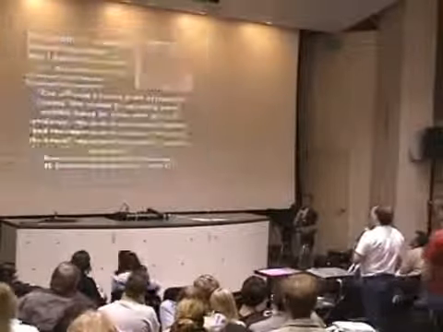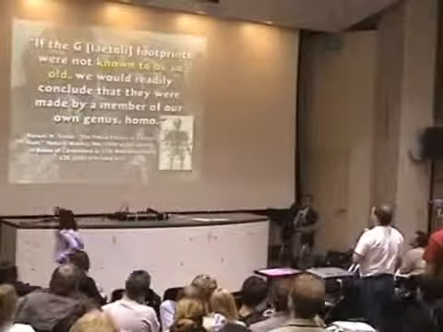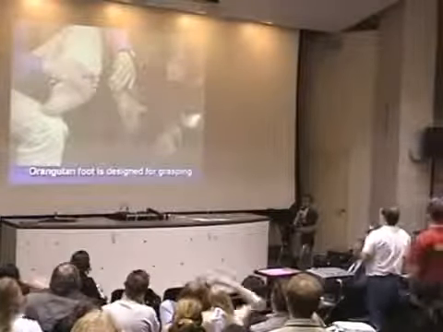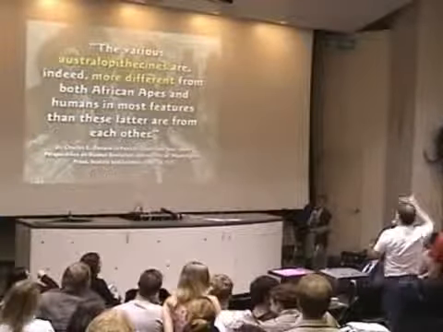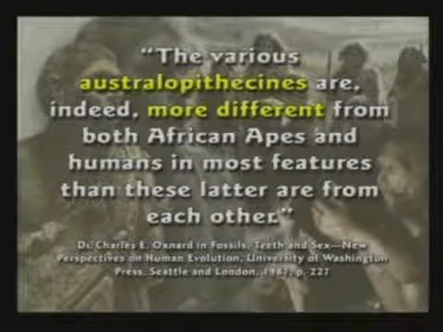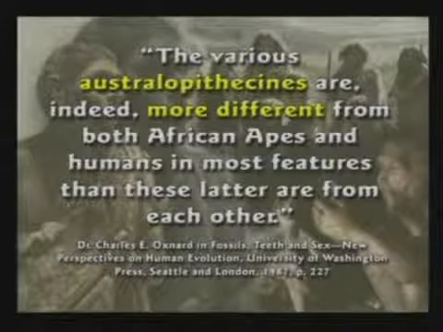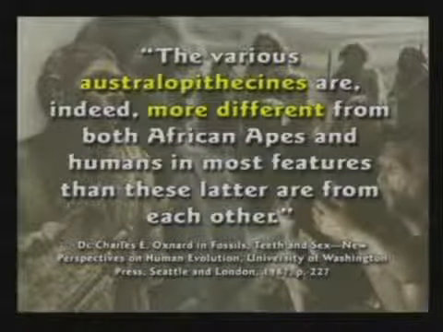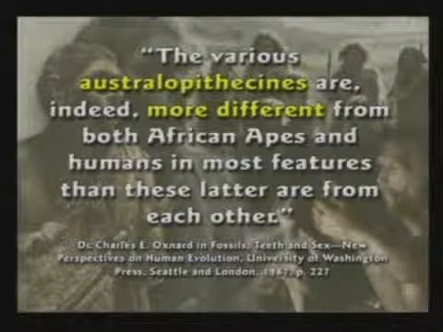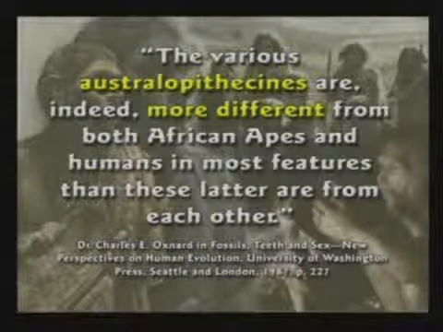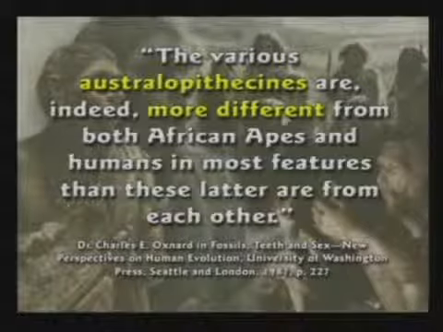Okay. Let's see. I don't want Marvin Lubenow. No. An orangutan foot and a human foot are very different. Answer the question, Ken. Okay. Charles Oxnard studied Lucy with a computer multivariate analysis. He measured every bone, the length, the width, the height, the density, the circumference, did a comparison, and he said, the various australopithecines are indeed more different from both African apes and humans in most features than the latter are from each other. He said it's not a missing link.